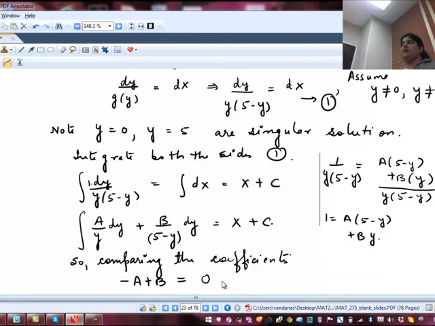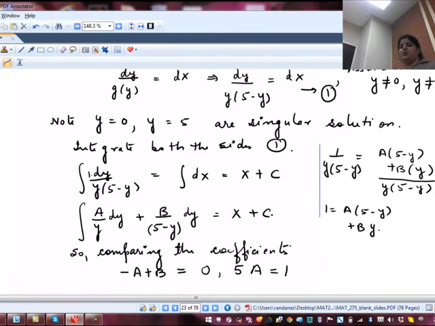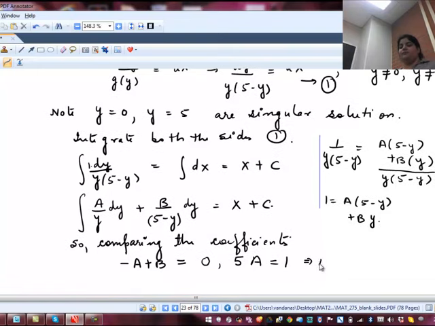And then 5a has to be 1. So that means a is 1/5 and therefore b also has to be 1/5, right? Because minus a plus b is 0. So b is equal to a, so b has to be 1/5.